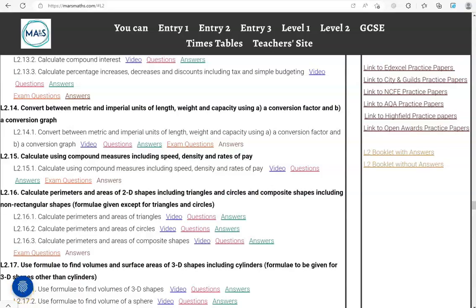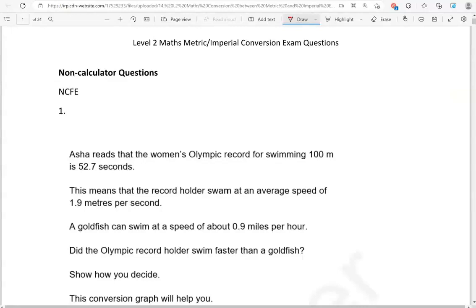In this video, I'll go through exam questions that cover the criteria convert between metric and imperial units of length, weight and capacity using a conversion factor and a conversion graph. You can locate the questions on the mathsmath.com website under Level 2. The questions come from different exam boards. We'll start with the non-calculated questions and then we'll move to the calculated questions. Here is the first one.